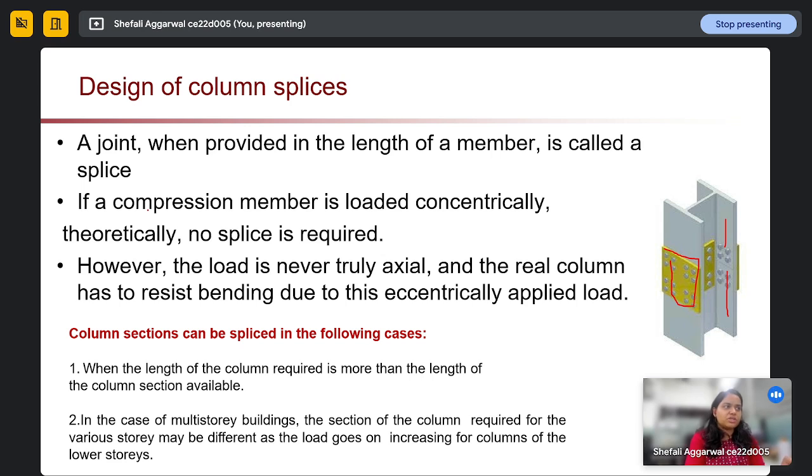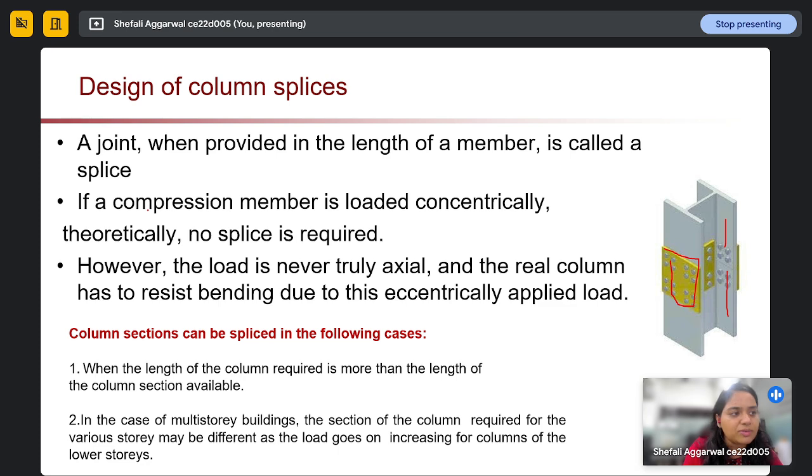If a compression member is loaded concentrically, then we don't need any column splices. But on site and everywhere, we don't have a truly axial load. So in a real column, we won't have concentric loading. We will always have eccentric loading. In that case, to resist bending, we will normally provide column splices.